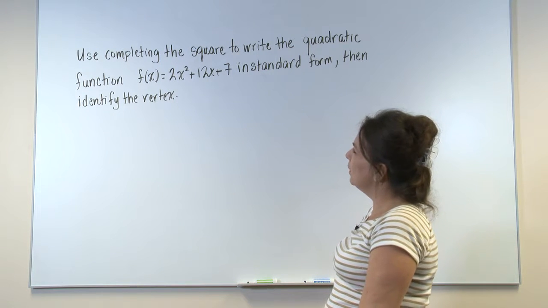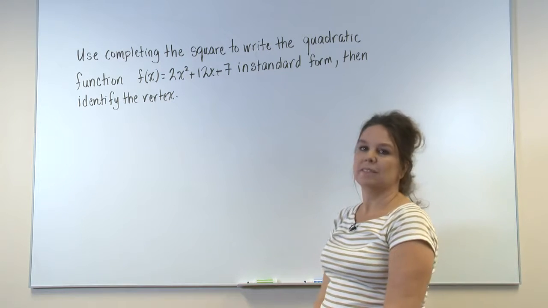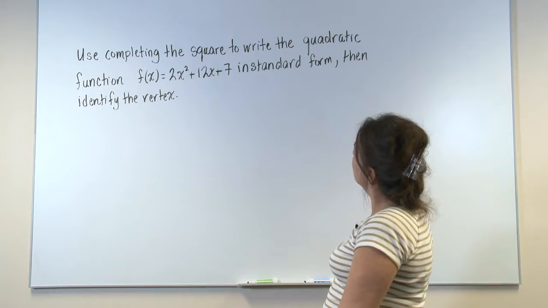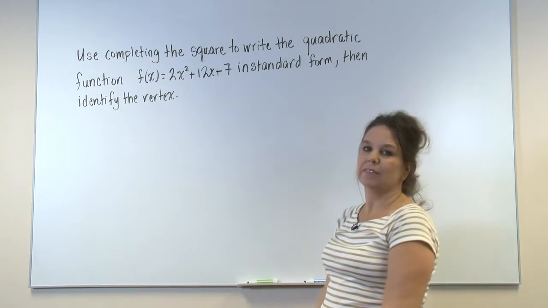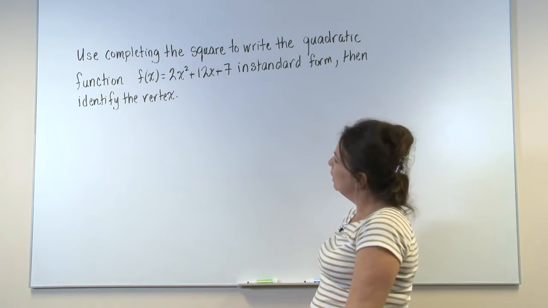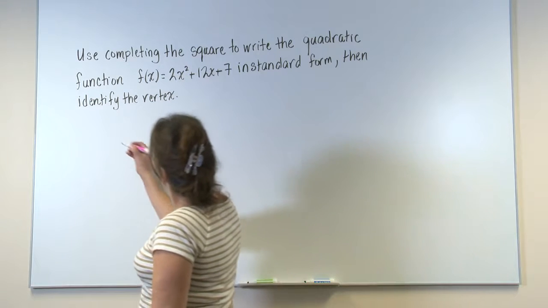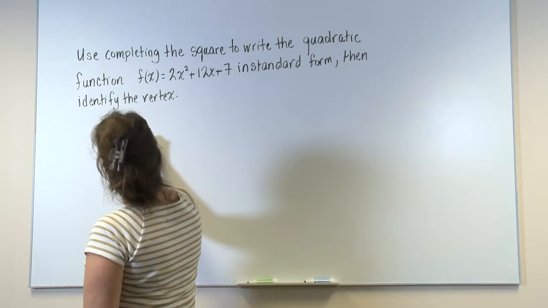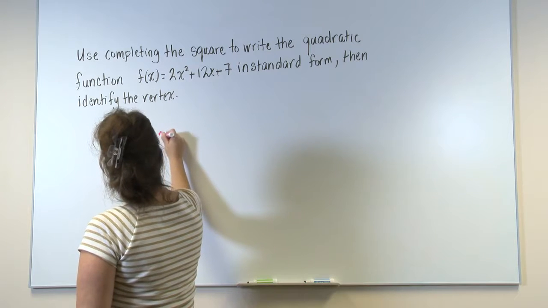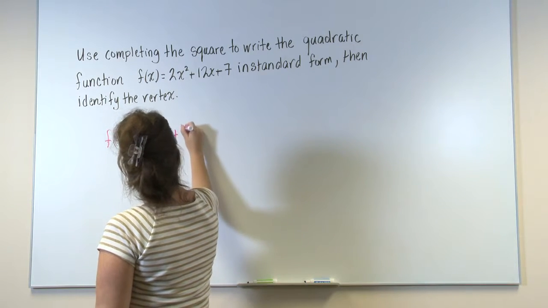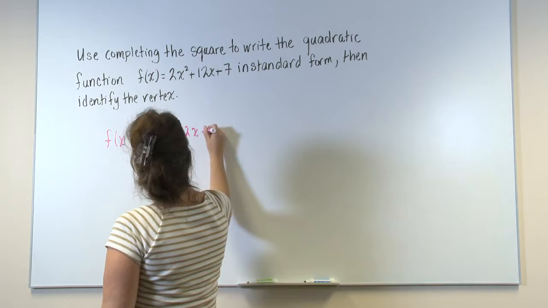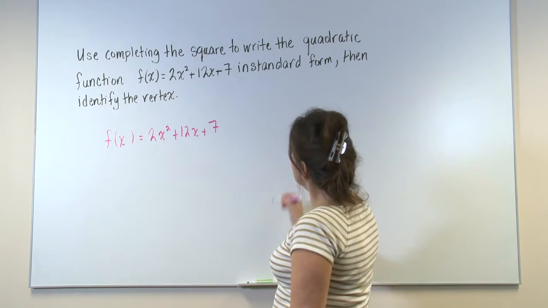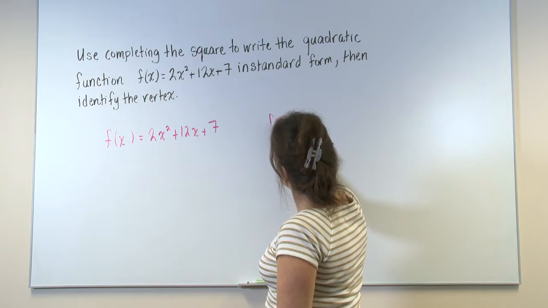Squared to write the quadratic function f of x is equal to 2x squared plus 12x plus 7 in standard form and identify the vertex. So we'll begin with f of x is equal to 2x squared plus 12x plus 7. And I want to recall what is standard form.